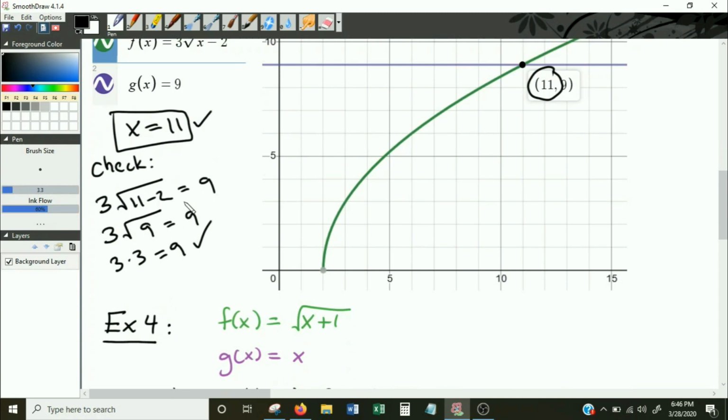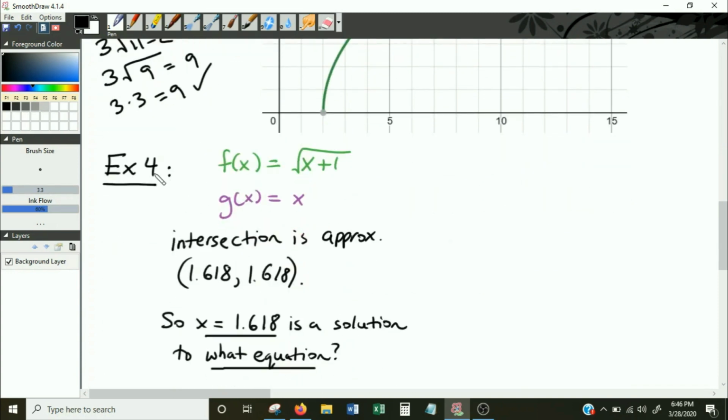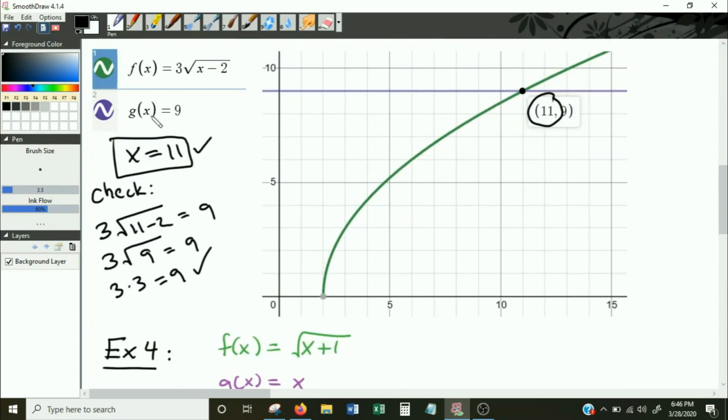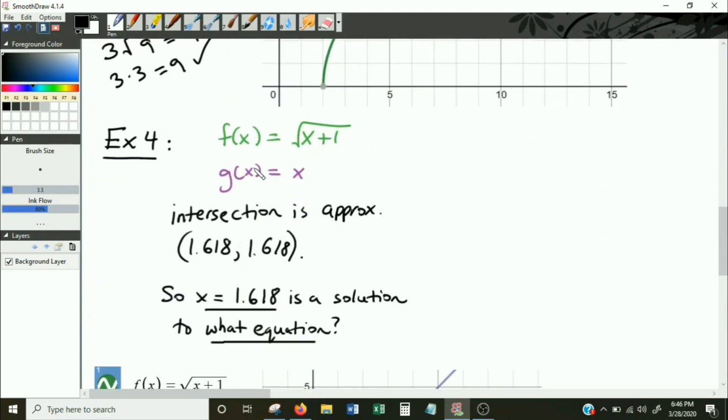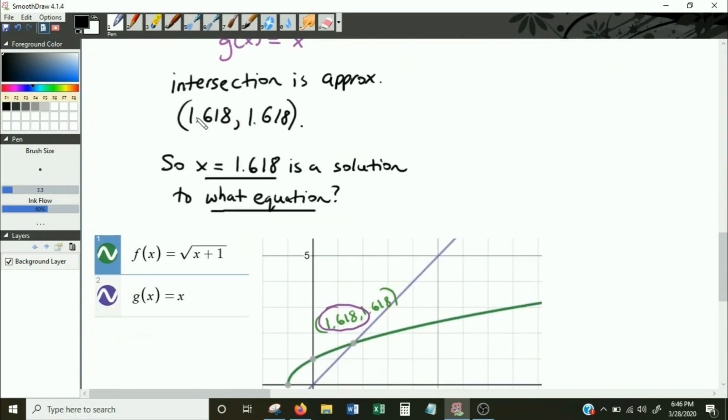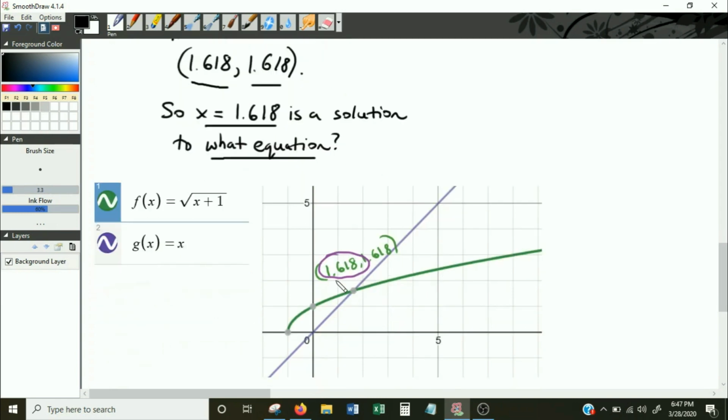Okay, let's go on to example 4. In the fourth example, we actually start with 2 functions. It's a reverse type problem of example 3. We're going to start with 2 functions. We know their approximation, their intersection, and what it is. So the intersection is at 1.618, 1.618. That's this place on the graph, as you can see.